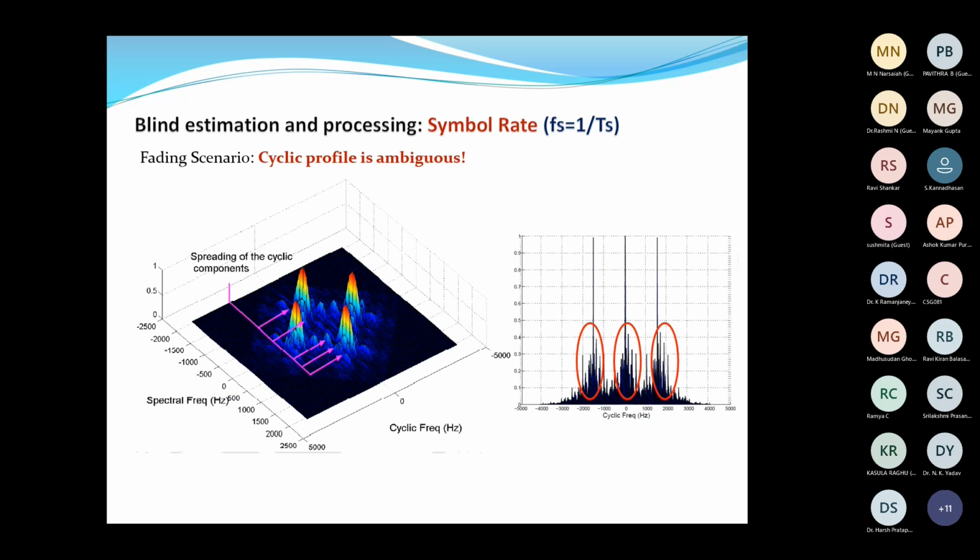Well, if you see the plot for the spectral correlation coefficient in the fading scenario, we have seen the spreading of the cyclic components due to the fading components. So if we see the cross section from the cyclic frequency domain, there are a lot of ambiguities. A cyclic profile with this much ambiguity cannot give us a symbol rate. So we have to come up with certain other features derived from this particular feature. So next we have the requirement for a feature which gives us an unambiguous determination of the symbol rate.